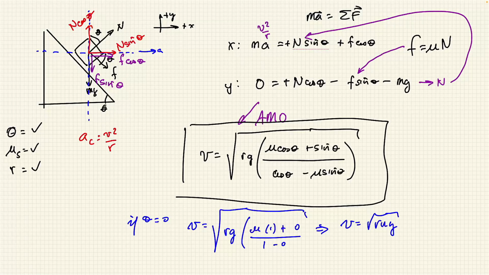That right there is the tangential speed that a vehicle can have. That's the maximum speed a vehicle can have and maintain connection with the road. Any faster than that speed right there, and the vehicle will start skidding.